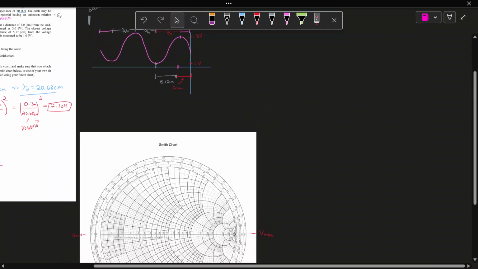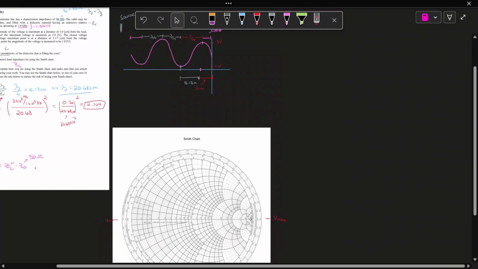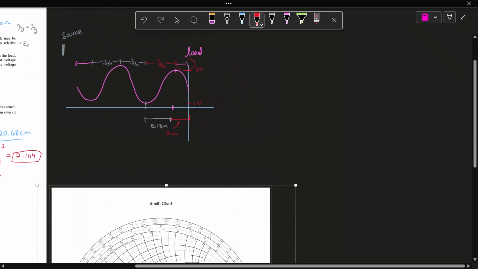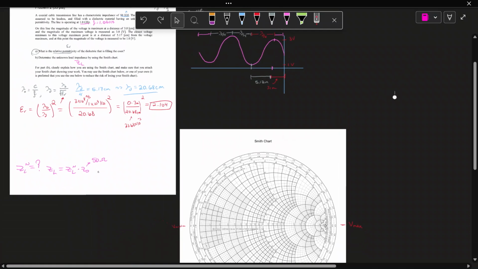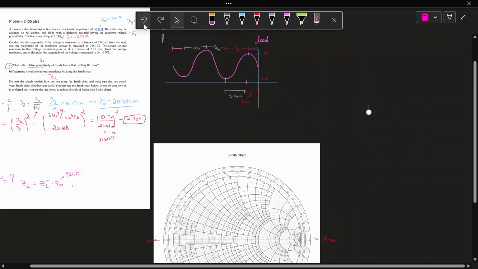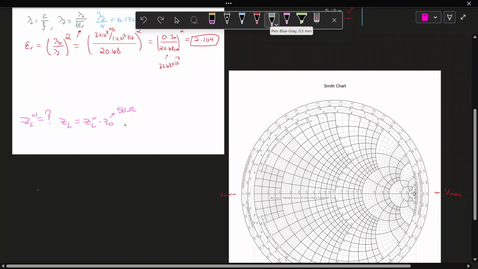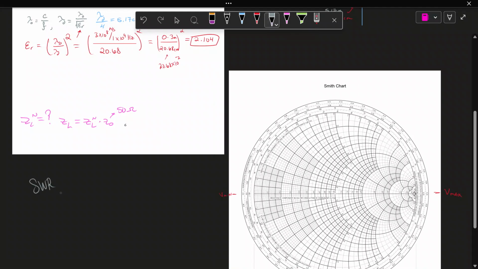And the distance from Vmax to the load is unknown, right? We need to find that. Well, how are we going to find that? Sorry, I went on a little tangent about Vmin, Vmax, and 0.25. That isn't important until right after this step. The first thing you need to do here is find your standing wave ratio circle. Well, what is our voltage standing wave ratio, VSWR?